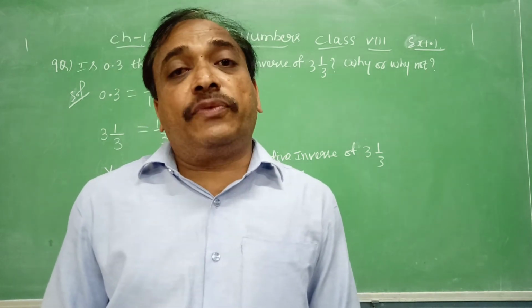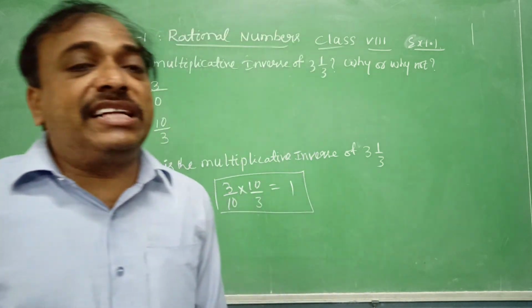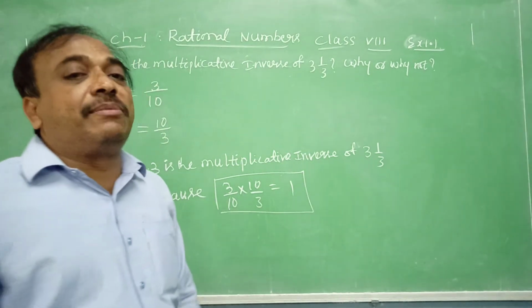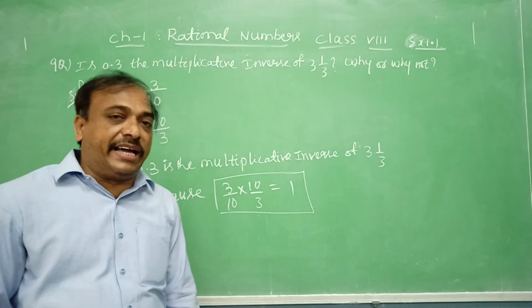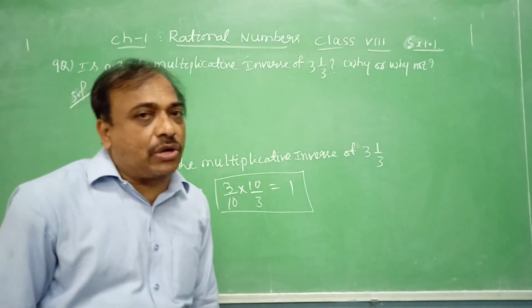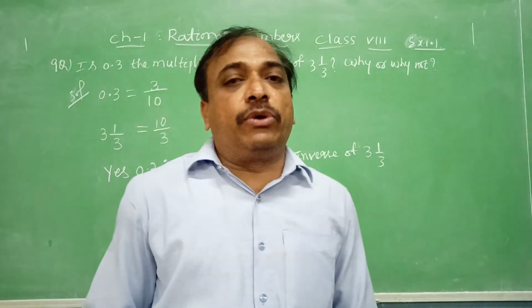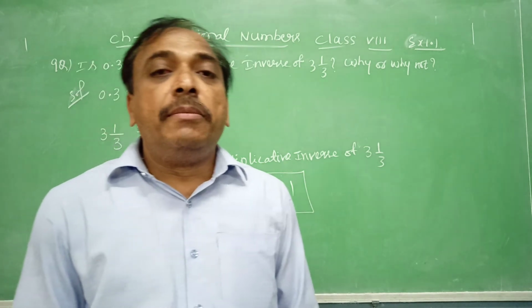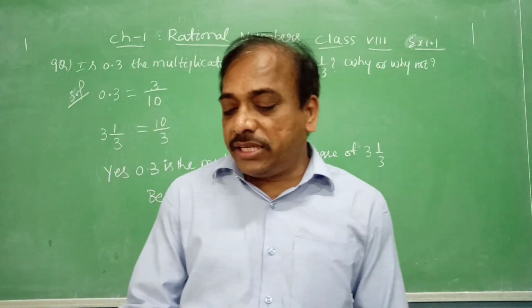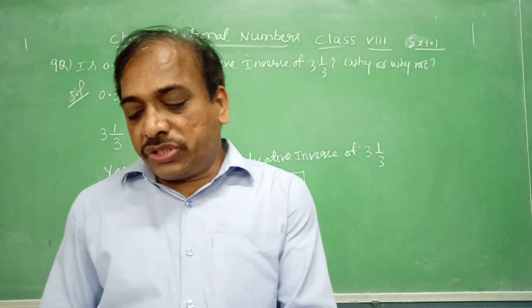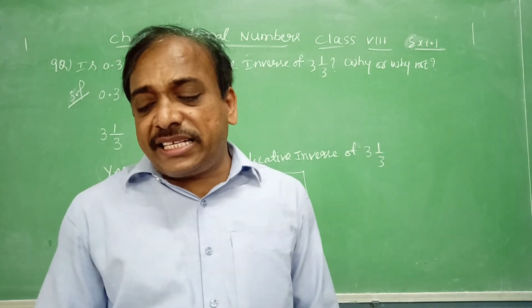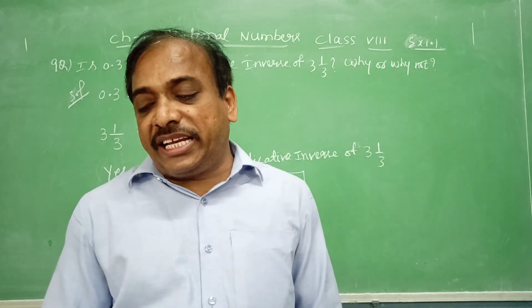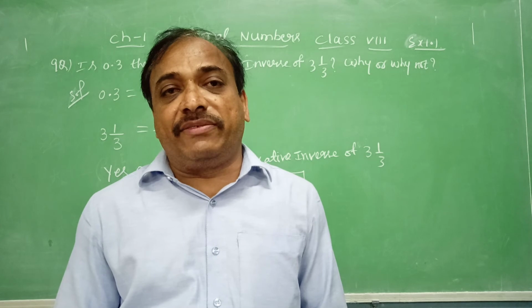So the product of two rationals is 1. Then each rational is called the multiplicative inverse of the other. That means the third one is called multiplicative inverse. What do you call it? Multiplicative inverse. Then question number 6. Multiply 6 by 13 by the reciprocal of minus 7 by 6.